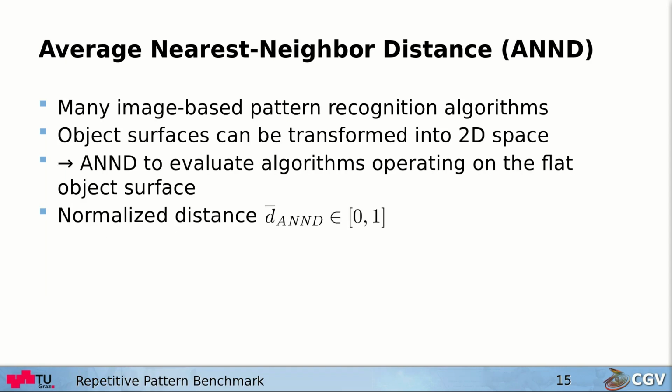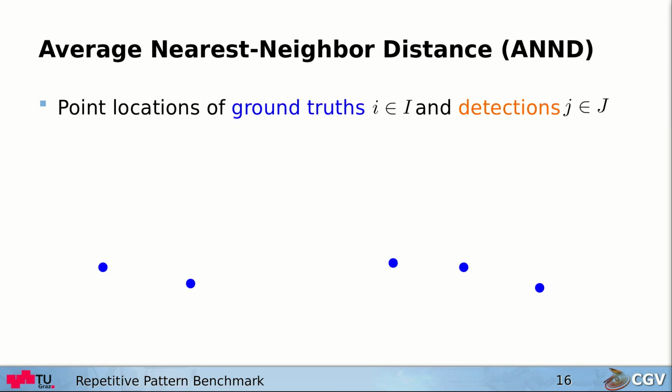There are of course a lot more image-based pattern recognition algorithms than for 3D objects. At the same time, the object surfaces can be mapped to 2D space with appropriate unwrapping methods. Hence we propose an additional evaluation metric for image-based recognition methods, which operate on the planar surface representation. It's a normalized average distance in the range of 0 to 1, with 0 for the perfect solution and 1 in the worst case. To this end, we assume that we have a set of point locations of pattern entities in 2D space. We obtain those from the centroids of the annotation polygons mapped to the flat surface.